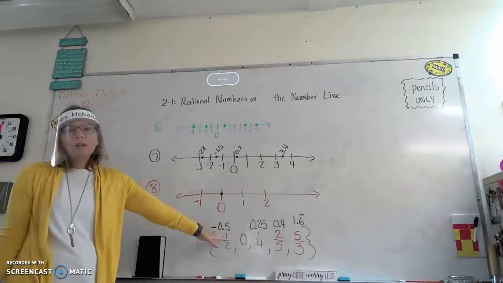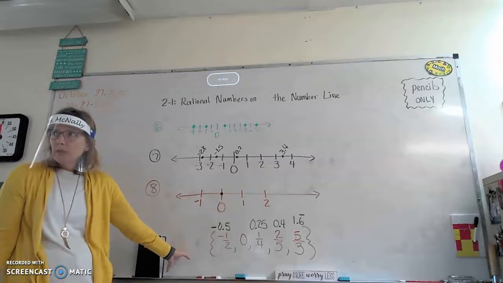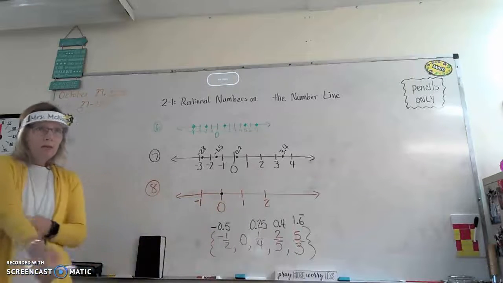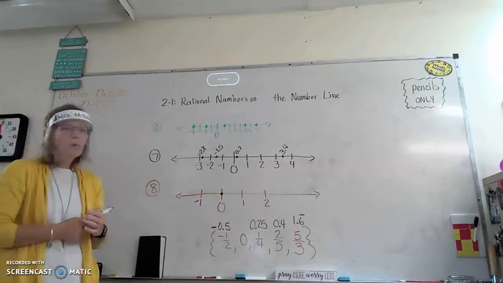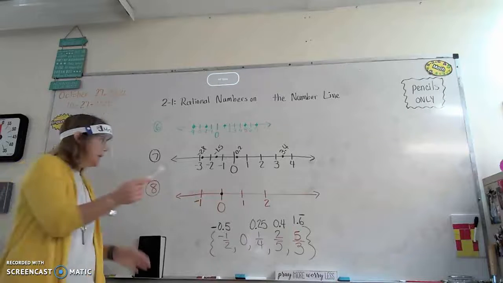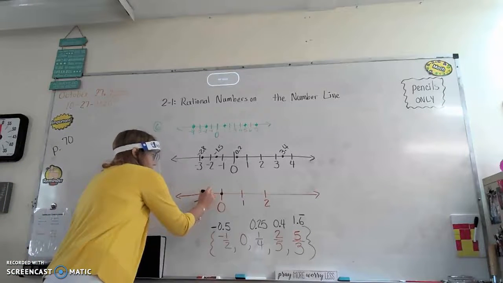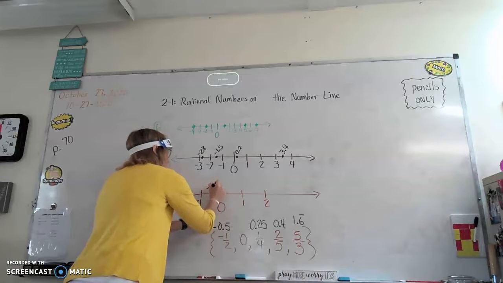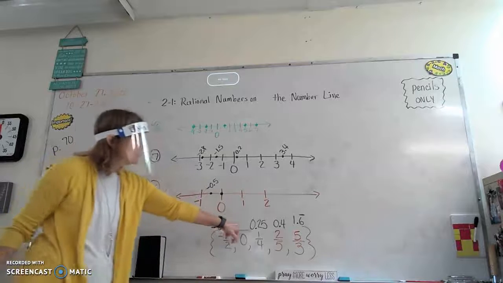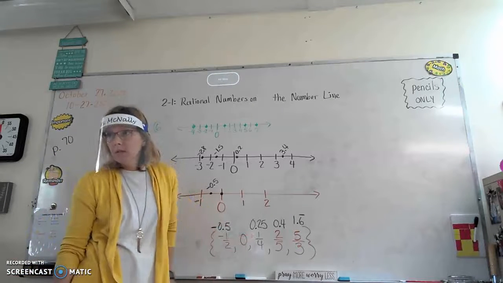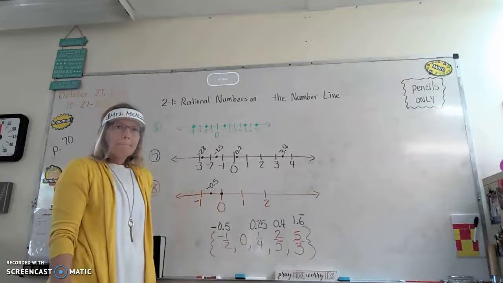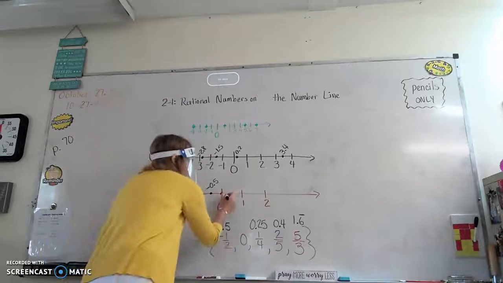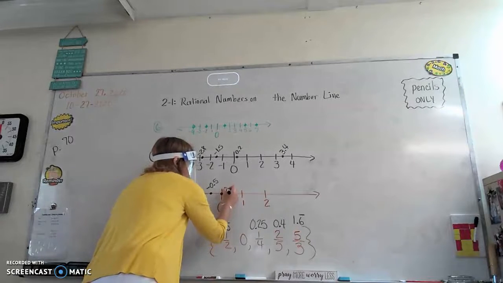Okay, so now I'm just going to plot them. Now that they're all decimals, I can more easily see where to put them. So negative 0.5 falls where? Between what and what? Between negative 1 and 0. And remember, if it's not a line on my number line, I have to label it. How about 0.25? Where does that fall? Right next to the 0. Pretty close to the 0, right? And what about 0.4?